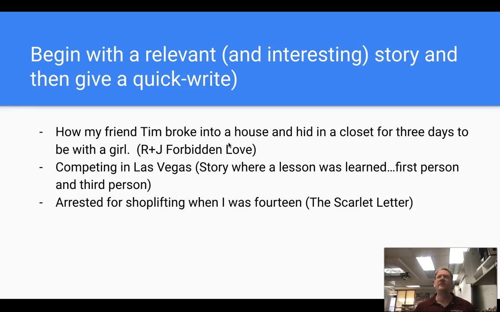Last couple here. This is one that is used in English a lot, but I oftentimes feel that it's not used as efficiently or effectively as it could be. Beginning with a relevant and interesting story, and then asking for a quick write. Quick writes are used a lot in English, and they're very good for developing prior knowledge. However, if you add on just a little bit to the quick write, it makes it a little more effective.